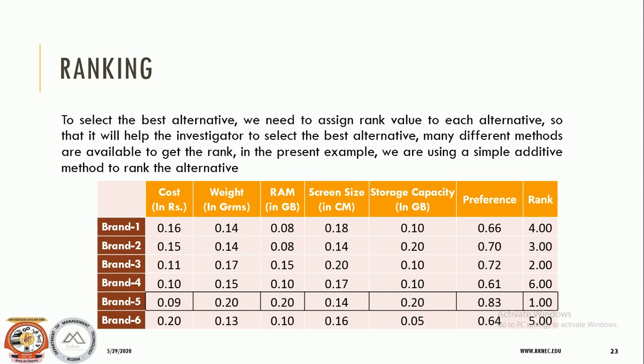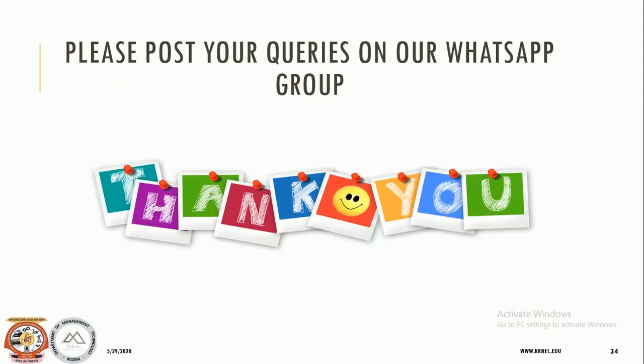So this is the last phase, where we conclude that the MCDM technique has been used successfully, and this technique has given us this set of alternatives with their respective rank values. This is what we need to conclude from the given problem.